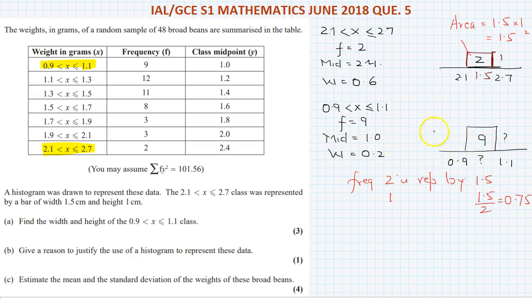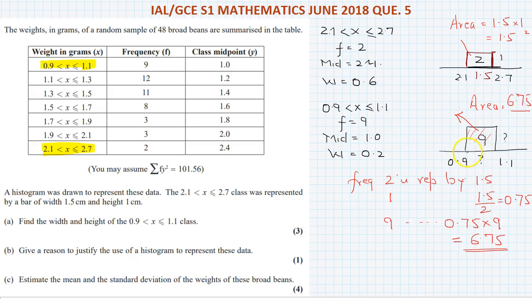So frequency 9 is represented by 0.75 multiply 9 by this area. So that is equal to 6.75 unit square. So this must be the area of this histogram. So this area is equal to 6.75.